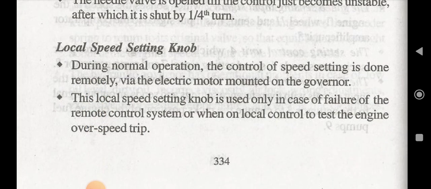Then local speed setting knob. During normal operation, control of speed setting is done remotely via an electric motor mounted on the governor. This local speed setting knob is used only in case of failure of the remote control system, or when local control is needed to test the engine or speed trip.